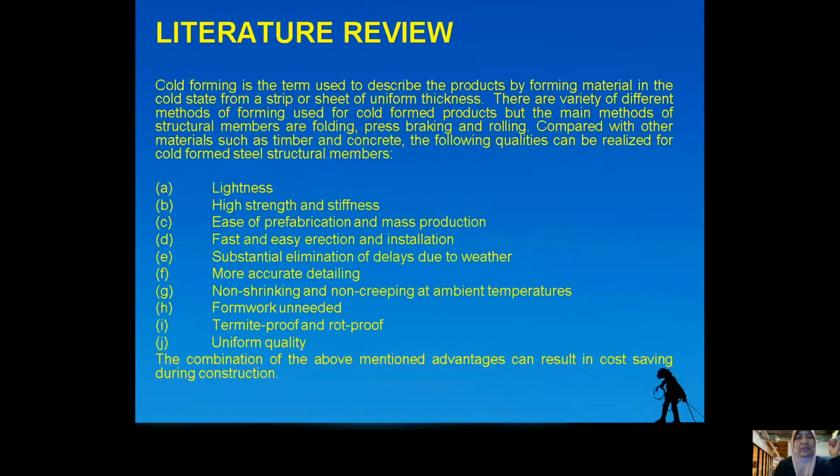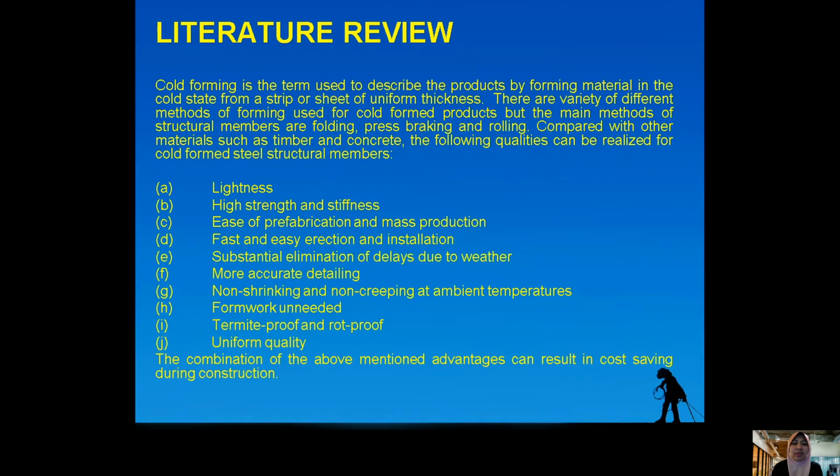For the literature review, cold form is the term used to describe products formed from material in the cold state from a strip or sheet of uniform thickness. There are a variety of different methods of forming used for cold form products, but the main methods for structural members are folding, press braking, and rolling.